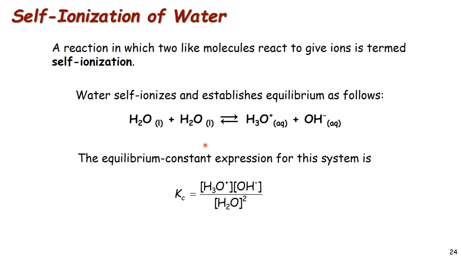So we see that transfer, right? This guy gave a proton to this one. That made that OH minus and this H3O plus. So the equilibrium constant expression would look like this. Now, does anybody see anything funky about this equilibrium expression?